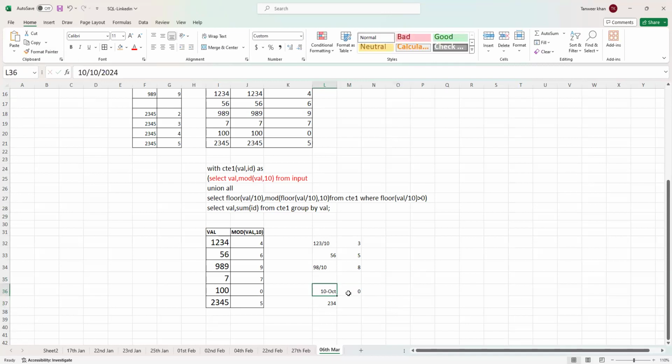Oh, it is taken that format. Ignore it. 2, 3, 4. If dividing 234 by 10, what will be the remainder here? 4. Right? And this is what you want, correct?